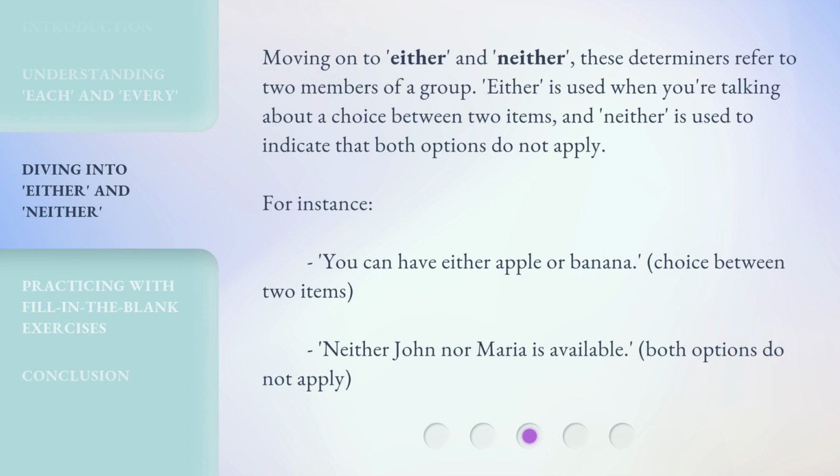Moving on to either and neither. These determiners refer to two members of a group. Either is used when you're talking about a choice between two items, and neither is used to indicate that both options do not apply. For instance, you can have either apple or banana. Choice between two items. Neither John nor Maria is available. Both options do not apply.